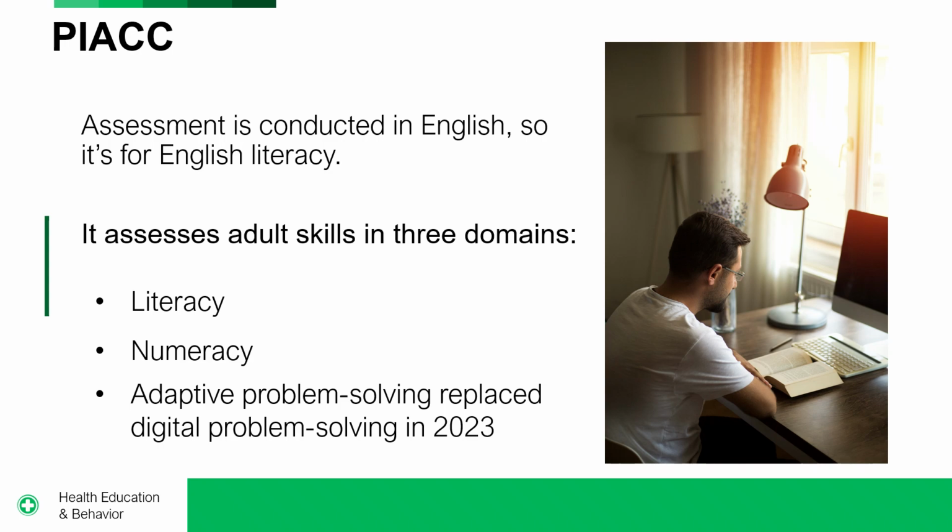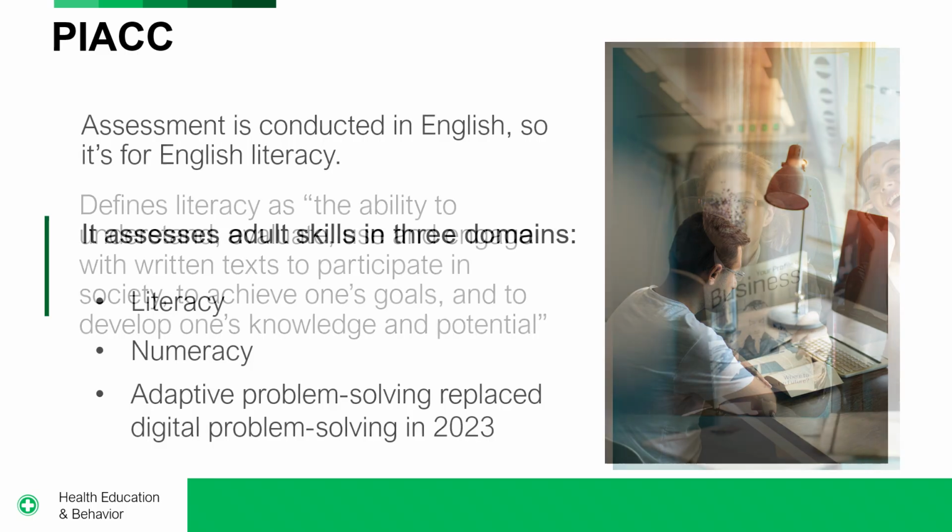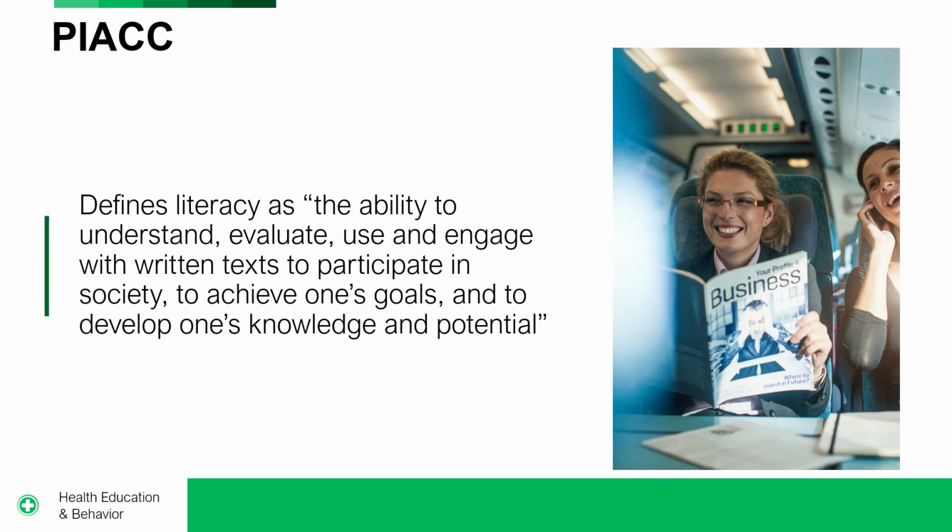It assesses adult skills in 3 domains: literacy, which we previously called prose literacy, numeracy, which we previously called quantitative literacy, and adaptive problem solving, which replaced the term digital problem solving in 2023. This new assessment defines literacy as the ability to understand, evaluate, use, and engage with written text to participate in society, to achieve one's goals, and to develop one's knowledge and potential.